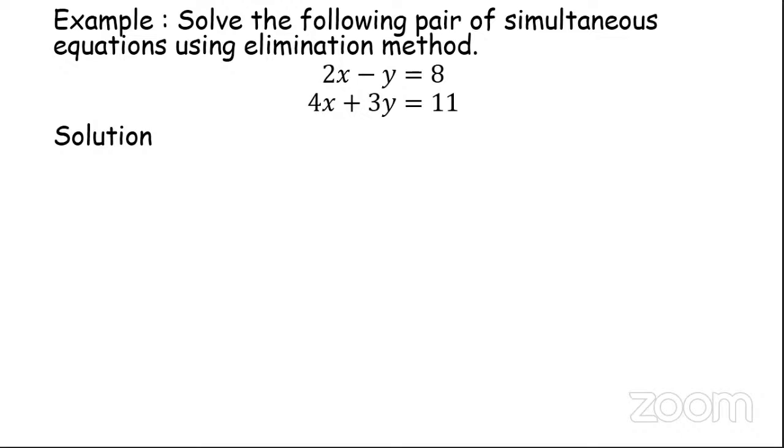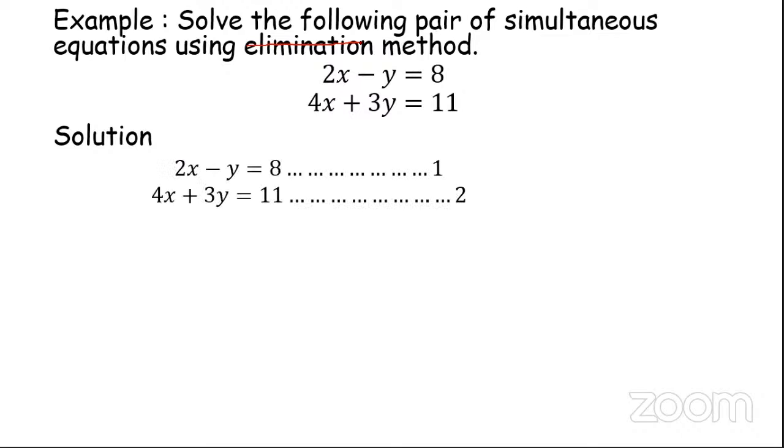So let us look at the last one. Use elimination, I think this one should be substitution. There was an error here. To solve the following equations: 2x minus y is equal to 8, and then 4x plus 3y is equal to 11. So we begin by letting our equations be equation 1 and 2.